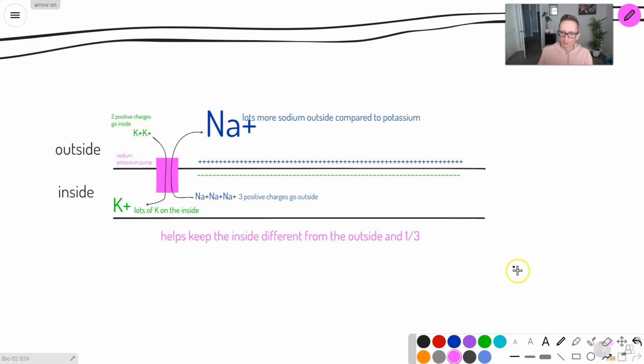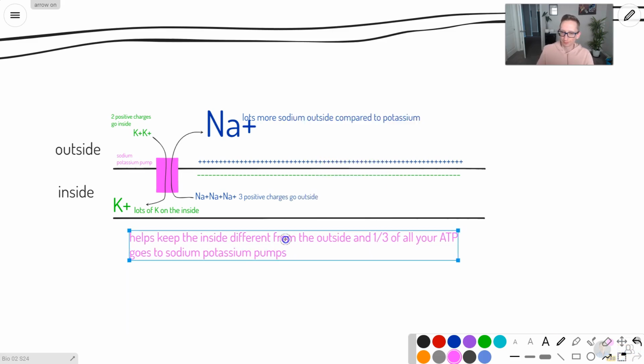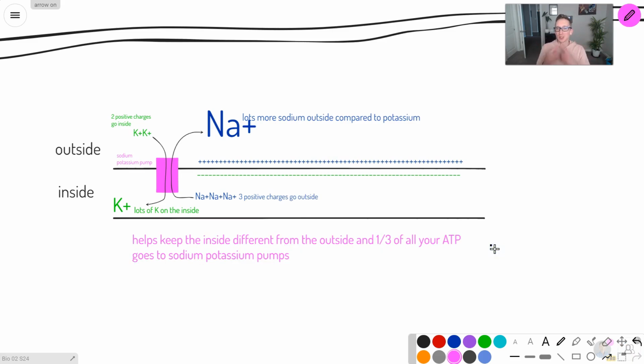All right, I was right. About 1/3 of all your ATP goes to pumping, to sodium potassium pumps. That's how important these things are. And they're extremely important in your nervous system because they set up this membrane potential, or the chemistry of having a lot of sodium outside and potassium inside. This is critical because this is how we send signals.